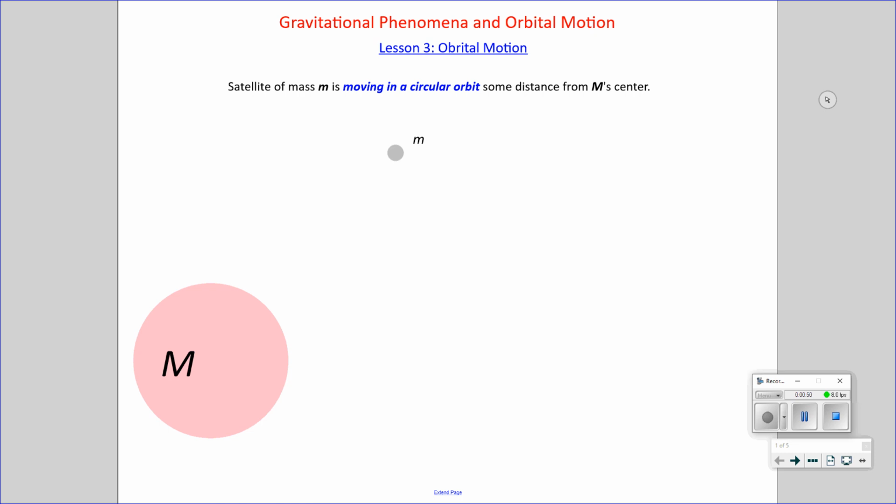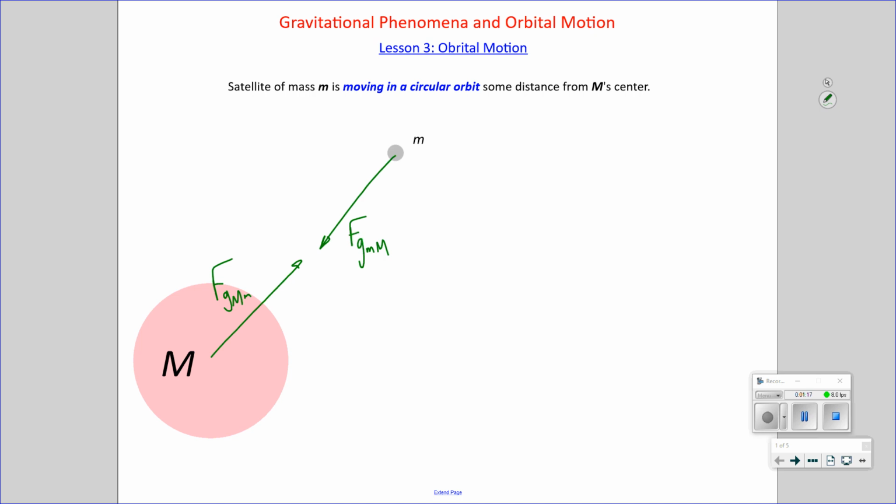All right. Well, in our previous lesson, we said, these two objects, what do they do? Well, what they do is they exert gravitational forces on each other. Here's a force on little m by big M. Here's a force on big M by little m. Those two forces are equal and opposite by definition.